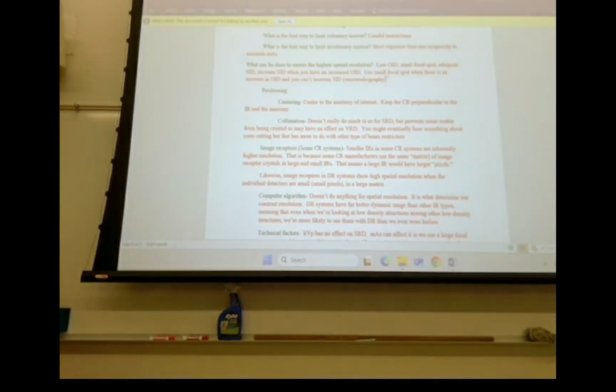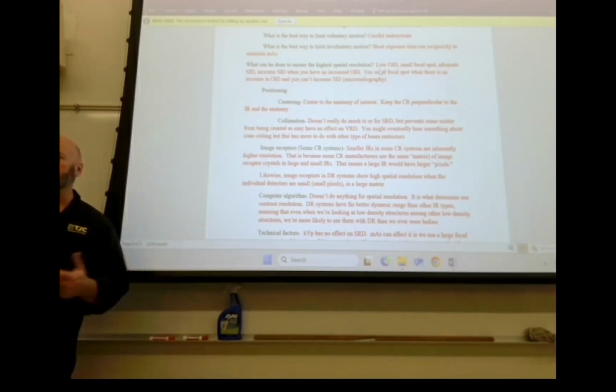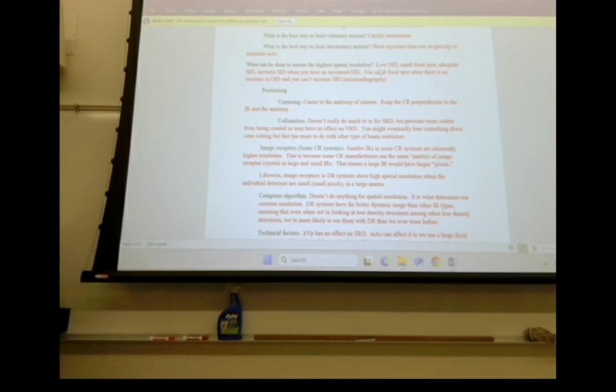What can be done to ensure the highest spatial resolution? Your go-to on that is three things. That is low OID, adequate SID, and the higher the SID, the better off you are. Small focal spot size. So those are your three things: SID, OID, focal spot size are the main three things. Everything else is kind of secondary, assuming that you position properly, right?